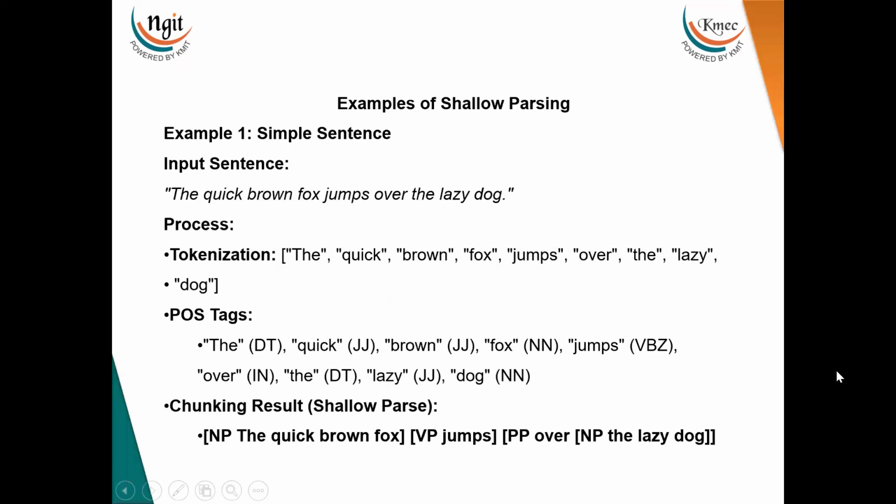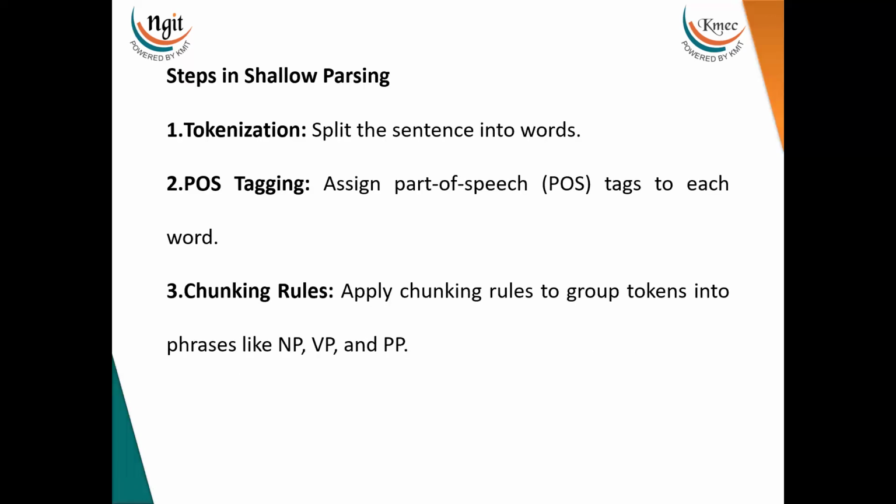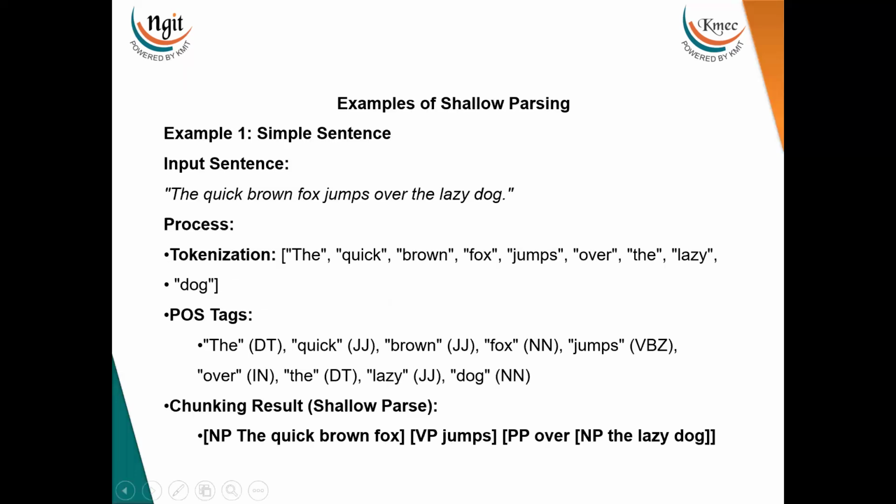So let us look at some examples of shallow parsing. The first sentence is "The quick brown fox jumps over the lazy dog." Now, what I told you in the previous slide, we have the steps in shallow parsing. First one is tokenization, so we are doing tokenization here. Tokenizing the given sentence, that is splitting it into words: the, quick, brown, fox, jumps, over, the, lazy, dog. These are all the tokens generated from the given sentence. We term this process as tokenization.